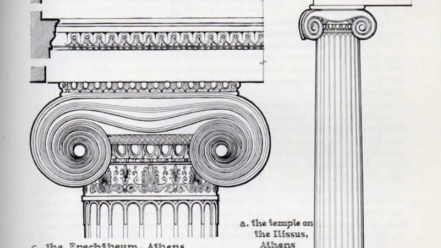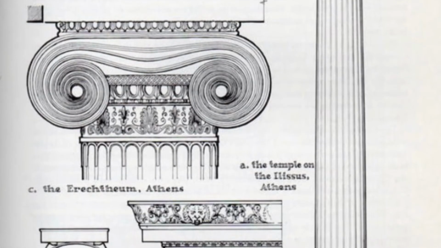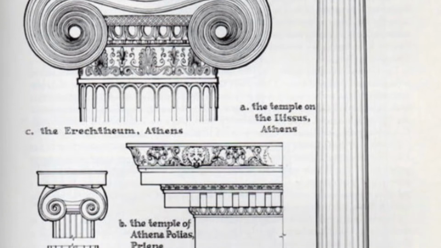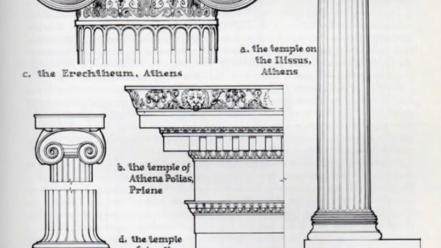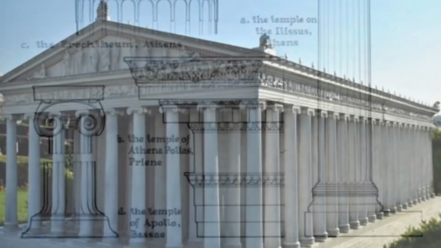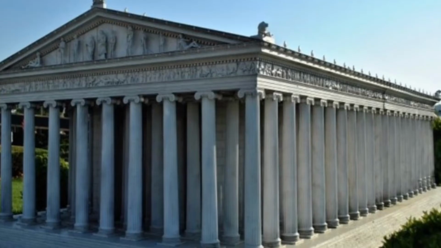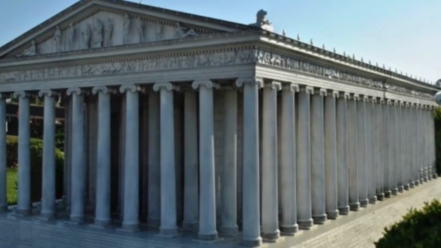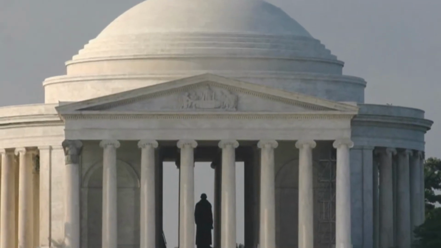Now let's talk about the second of the 3 column orders, the Ionic. It originated in the 6th century BC, so about a century after the Doric order, and it's a much more delicate, feminine column, which is lighter in appearance. A good example of an Ionic temple from antiquity would have been the Temple of Artemis at Ephesus, one of the 7 wonders of the ancient world. A modern example, again in Washington, D.C., would be the Jefferson Memorial.